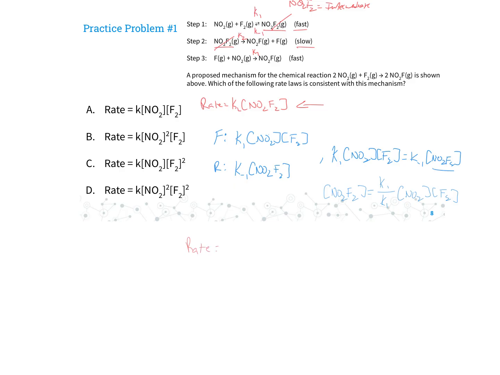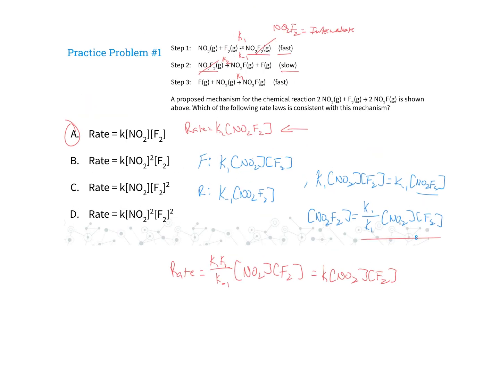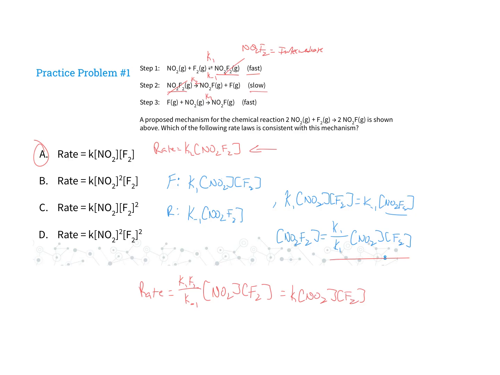Rate equals, we'll put all the K's together, K1, K2 over K minus 1 times, we have in our original mechanism, it's just NO2F2, and so that is just all of this together. And so NO2 times concentration of F2. We can make all the K's just equal K, and we have NO2 times F2. And if we look at our answer choices here, that is answer choice A. And so all of these proceed pretty much the same. You solve for the concentration of the intermediate, and then you plug into your original rate law. We'll do more practice in class, but for now, that's all. Thanks, guys.